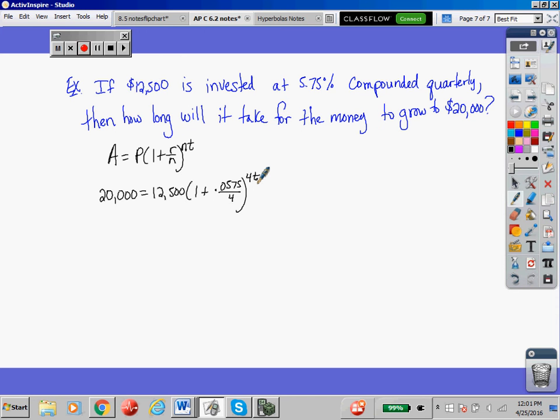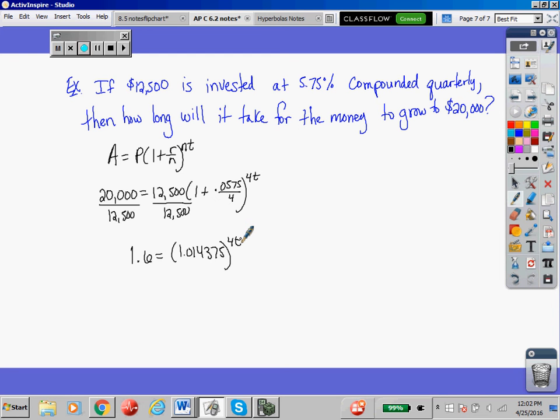All right, so what you're going to do first, divide both sides by the 12,500. And I'm getting 1.6 equals, then do the number inside the parenthesis. And when I take 1 plus 0.0575 divided by 4, I'm getting 1.014375. I would discourage you from rounding, because if you round, it'll get further and further away from your actual.